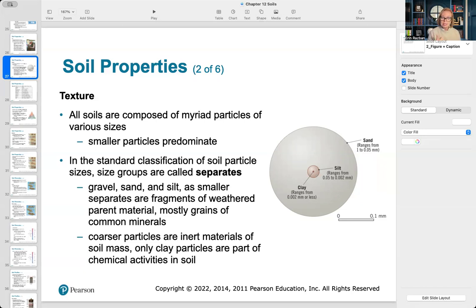First one is sand. This is the large, gritty particles. The second one is silt. These are the medium-sized particles. And the third one is clay, tiny microscopic particles.